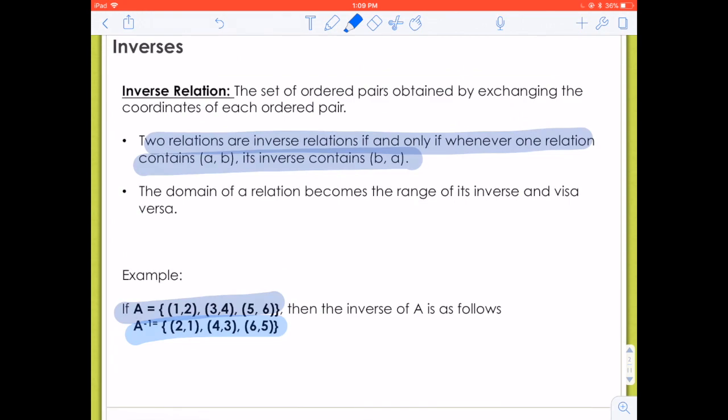Again, an inverse relation is the set of ordered pairs obtained by exchanging the coordinates of each ordered pair. So you exchange x and y for both x and y. If you need to, go ahead and pause the video to get down these notes. You can do that throughout this entire presentation. Just click pause, write down what you need to, and then keep going.